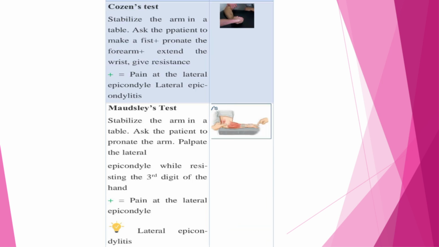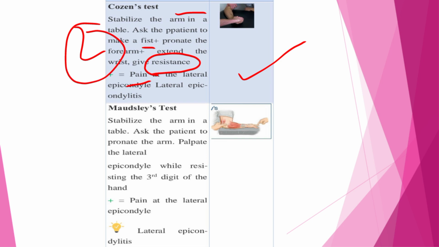The second test we have is the Cozen test. In this test, stabilize the arm on a table. Ask the patient to make a fist and pronate the forearm. Then extend the wrist while the physiotherapist gives some resistance. If the patient feels pain at the lateral epicondyle, this is a positive sign of lateral epicondylitis. This is the second test, the Cozen test. And the third and last test we have is the Maudsley test.